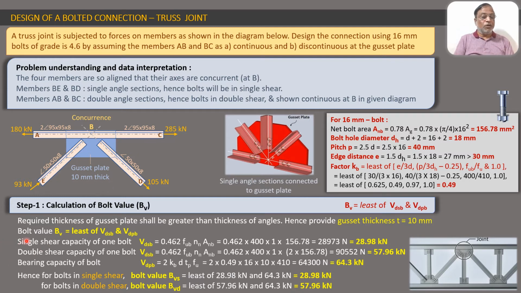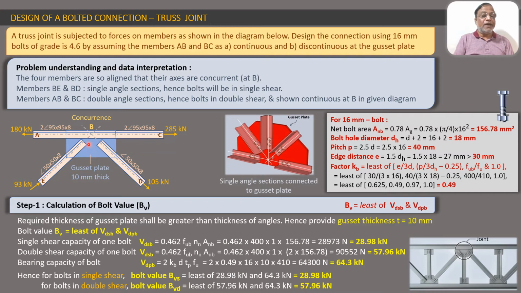Now we proceed to the bolt value, which is the least of VDSB and VDPB. Each bolt can be in single shear or double shear depending upon whether it is a single angle section or double angle section. So if we concentrate on BE or BD, they are made up of single angle section. So this is a single angle section connected to, so one leg of this section will be connected to the gusset plate.